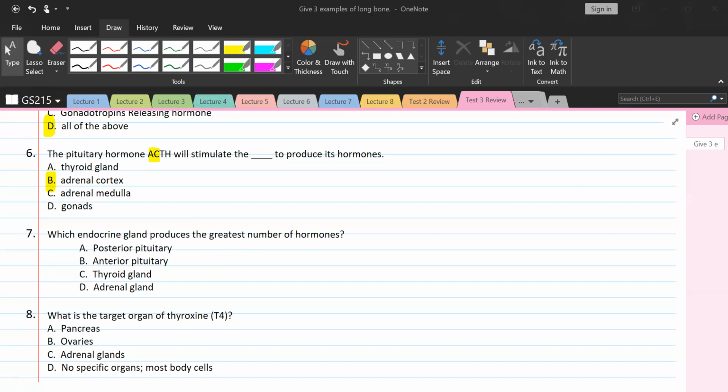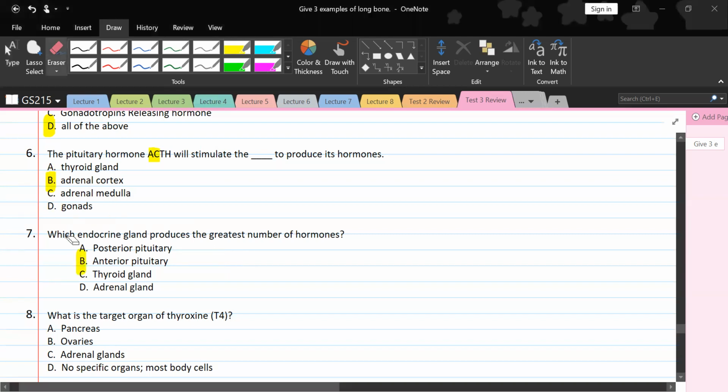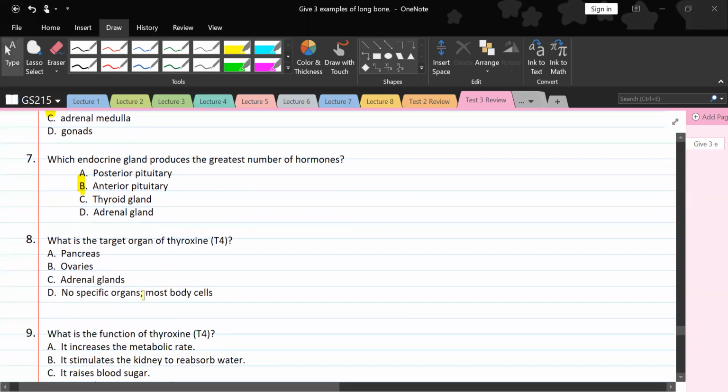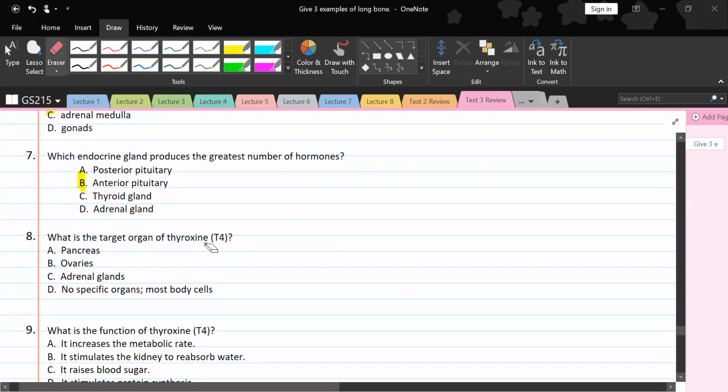Yeah, good. Okay, most people got it. The answer is the anterior pituitary gland. It has a total of 6 hormones, right, that we talked about. The adrenal gland only has, if you count the cortex and the medulla together, only 4 in total. Okay, what is the target organ of T4?